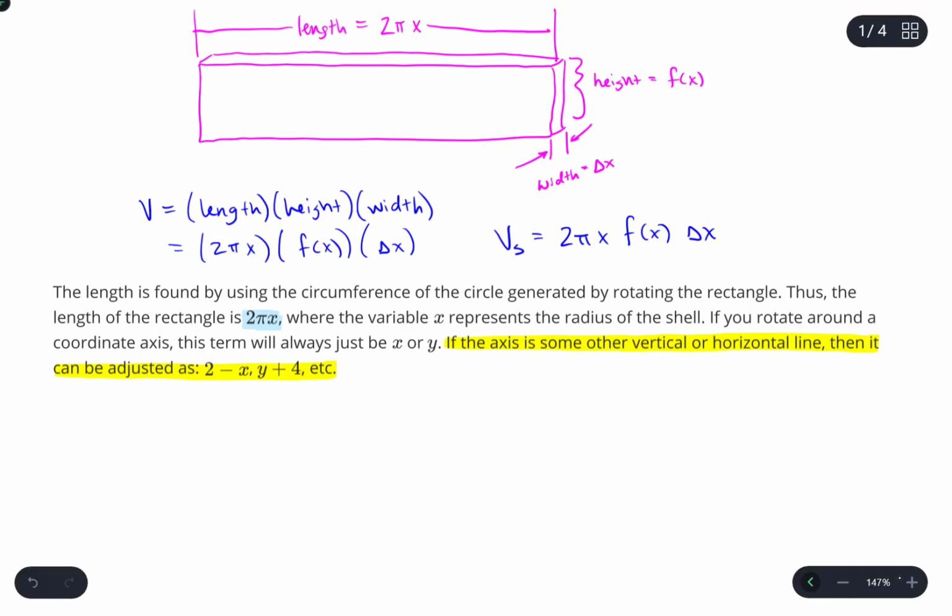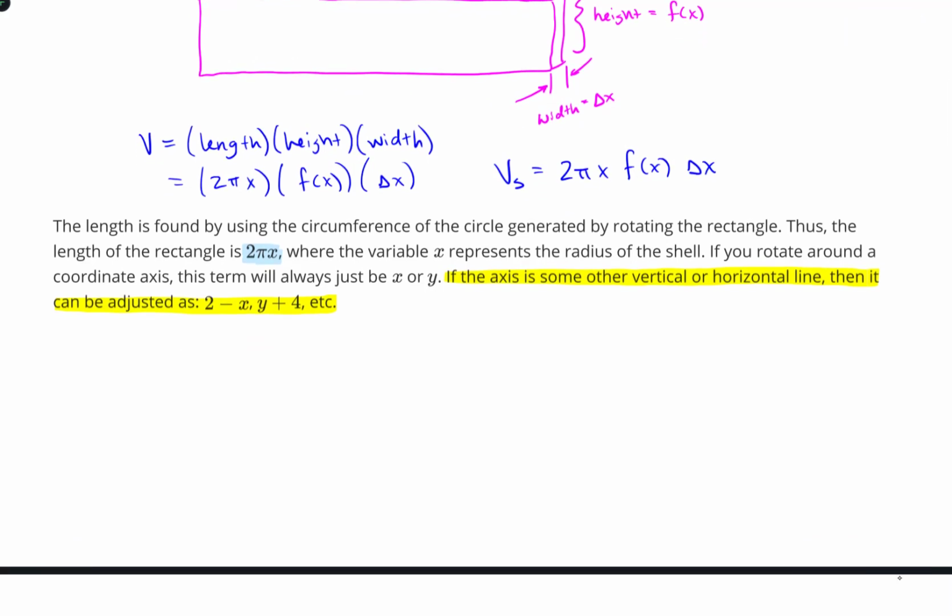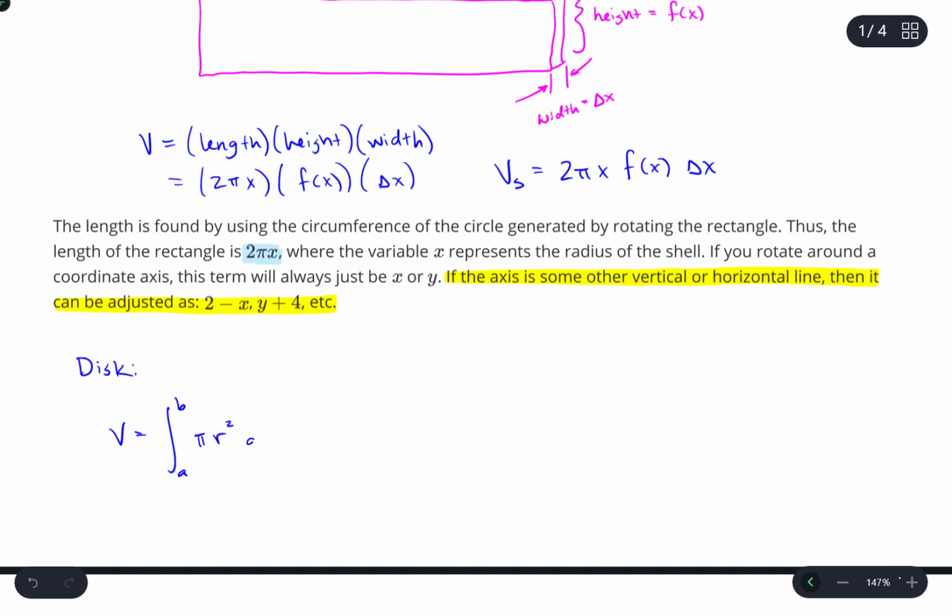What I like to do is think of these formulas not as rote things to process and memorize, but in terms of what's similar to something else that I already know. So for instance, the disk method. I had already mentioned that when you set up the disk method, it's the integral from a to b of pi times some function r squared dx. So essentially an area of a circle.